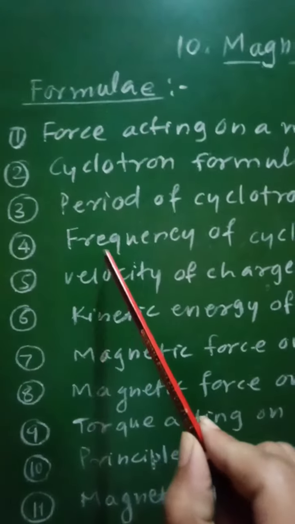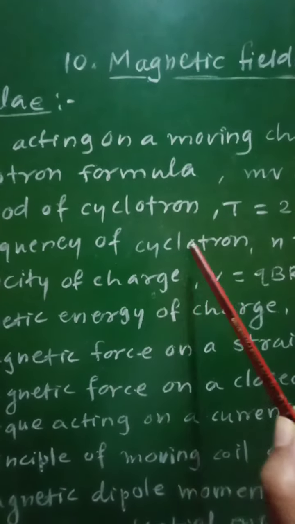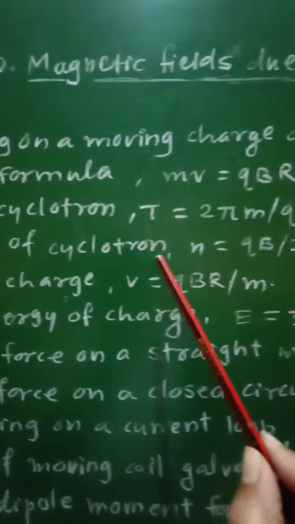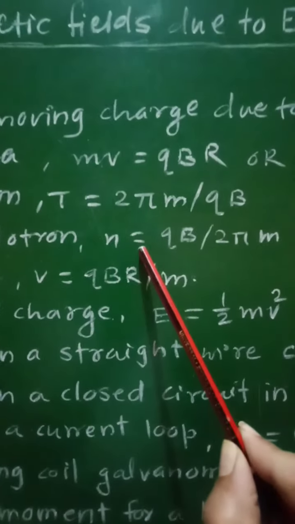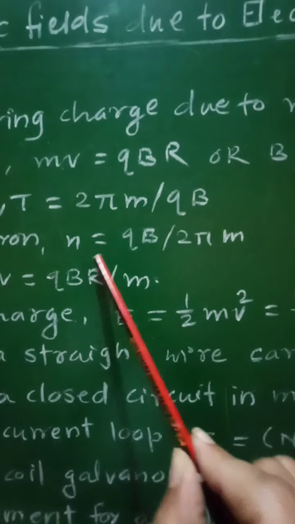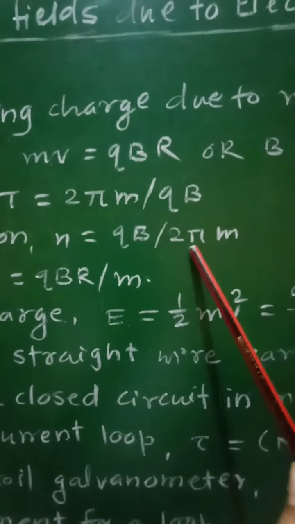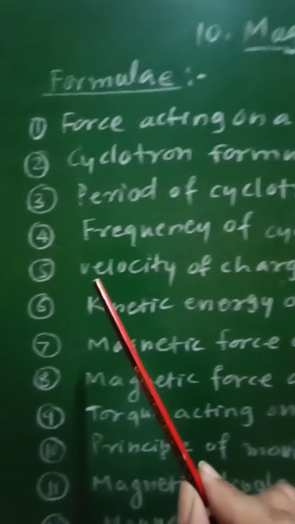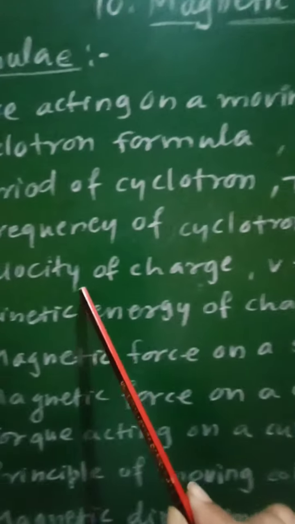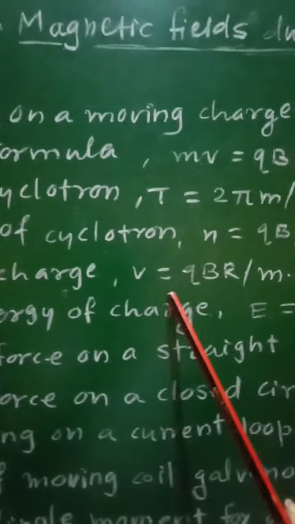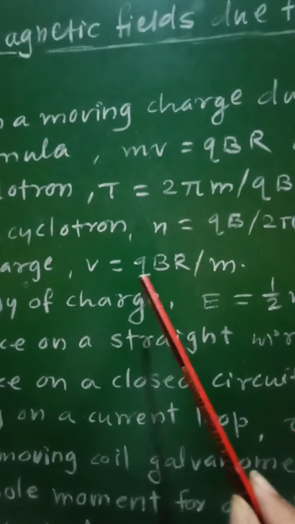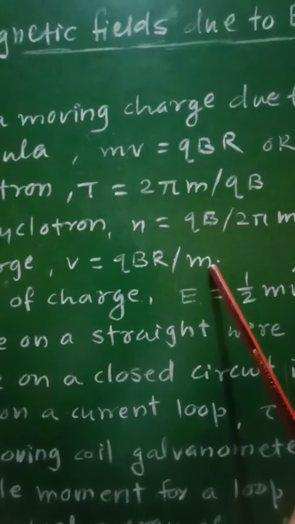Fourth formula is for frequency of cyclotron. When that charge is revolving, then the frequency n, that is 1 by T, will be equal to q B upon 2 pi m. Fifth formula is for velocity of charge. Velocity of charge v is equal to q B r upon m.